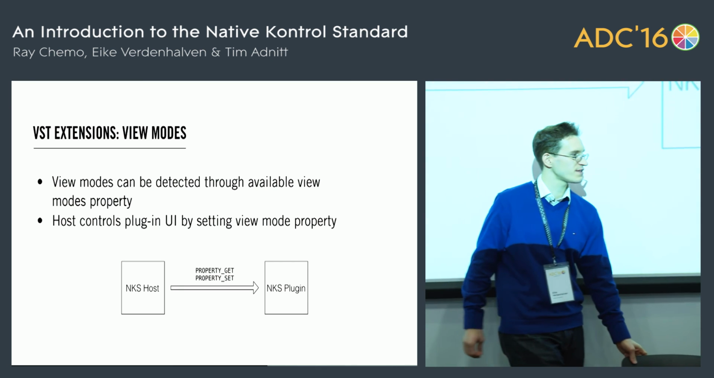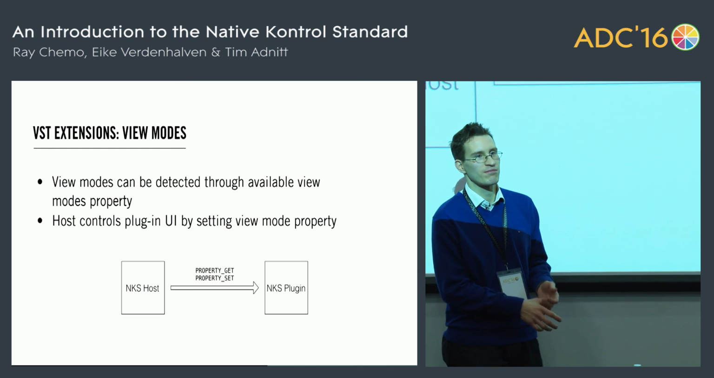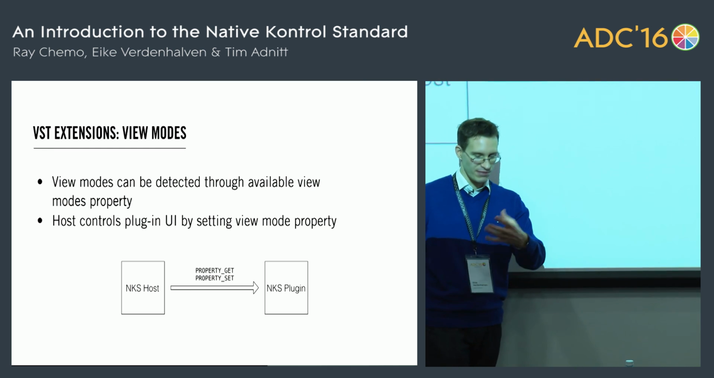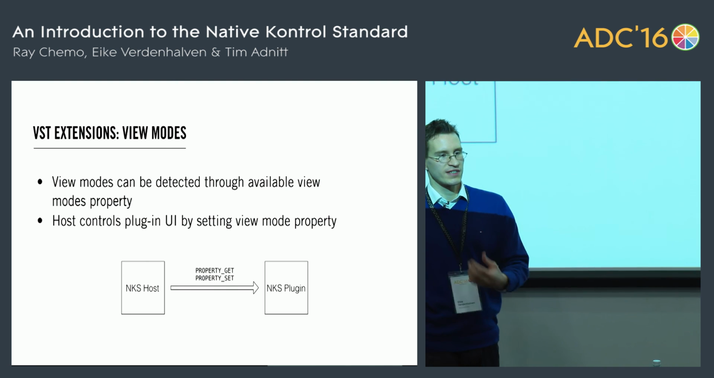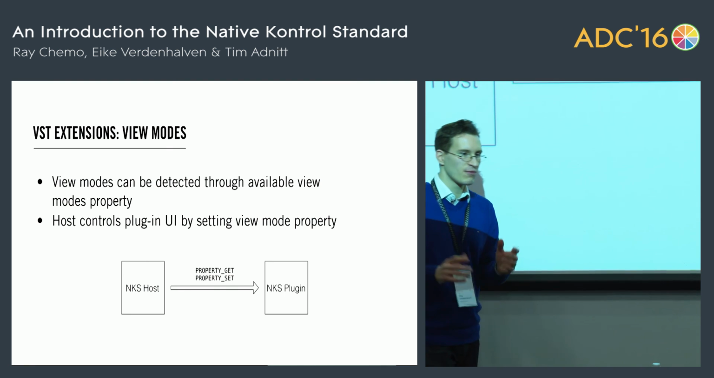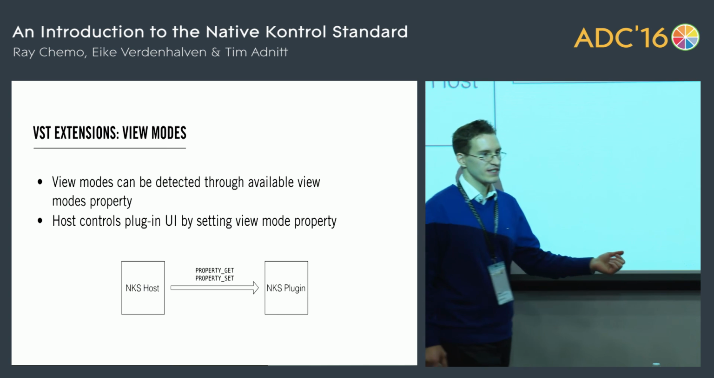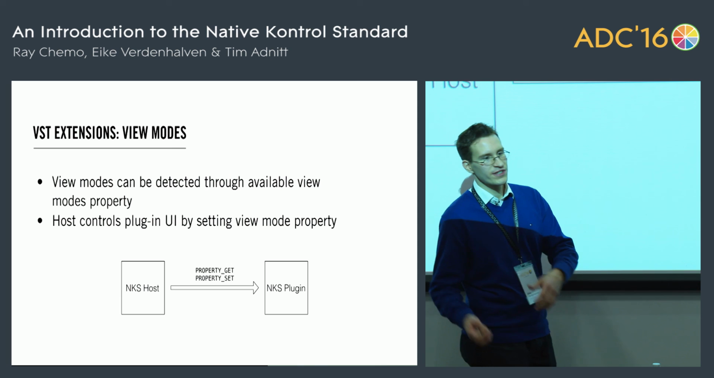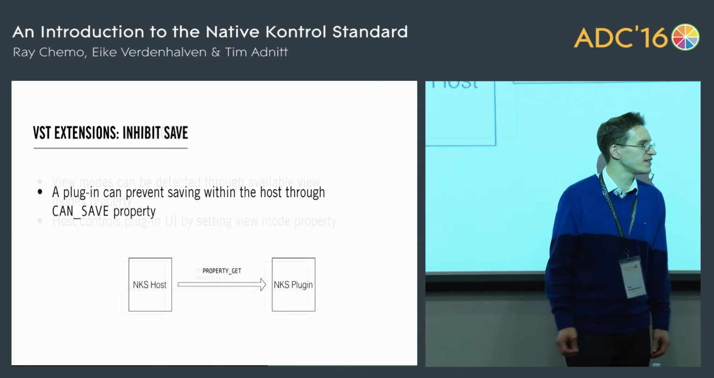So what does it mean for the features we've just shown you? For the view modes, that means we have a property on the plugin side. The plugin carries a property that is available view modes. So it can tell you, I have a large view, I have a small view, it can be docked. You can query this from the host side with the get function, and you use the set function to change this property, obviously.